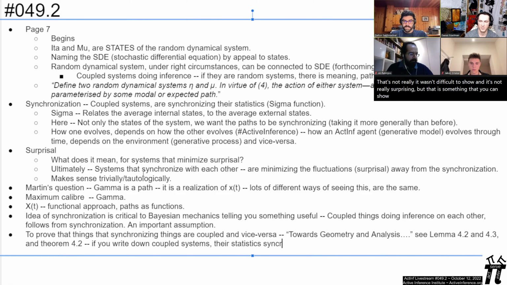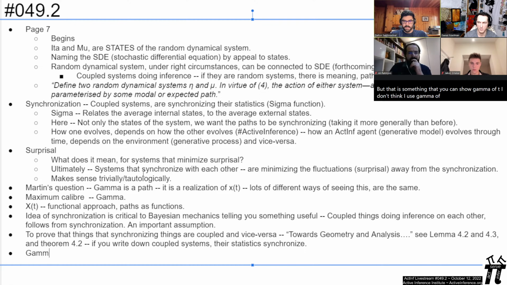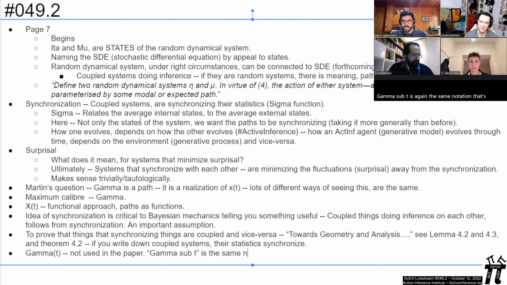Gamma of t, I don't think I use gamma of t in the paper. Maybe I use gamma sub t, so gamma t, like sort of offset from the main line. Gamma sub t is again the same notation that's used elsewhere. So it just means a path at a particular time point. So it's just a state, a realization of the random variable at that time.